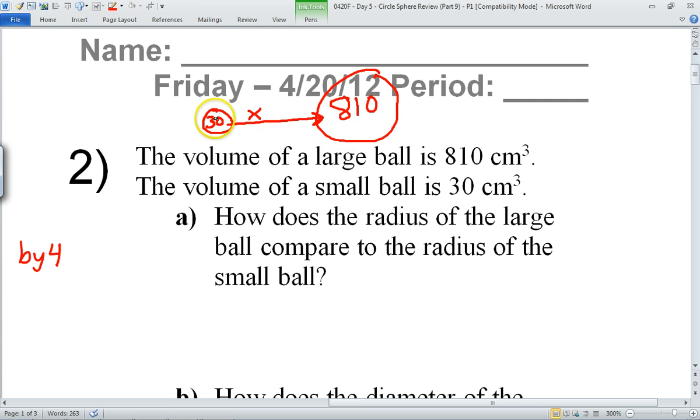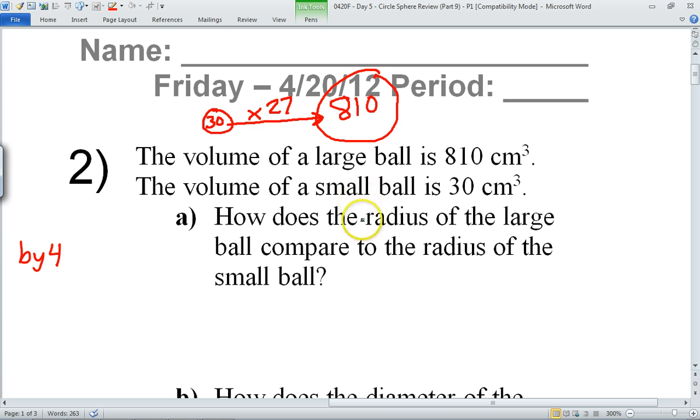What calculation will I do to find out how many times bigger the bigger volume is? I'm going to divide it. You are good. I'm going to divide it to find how many times bigger it is. So take your calculator and do 810 divided by 30. That'll tell me how many multipliers. 27. Okay? So that means, think about it. 30 times 27 would give me 810. So the bigger ball, the volume, is 27 times bigger.